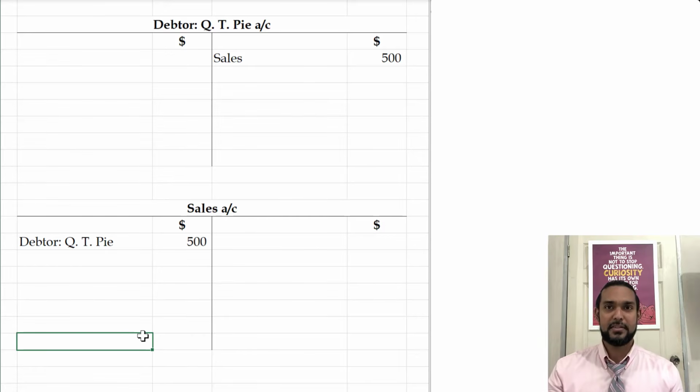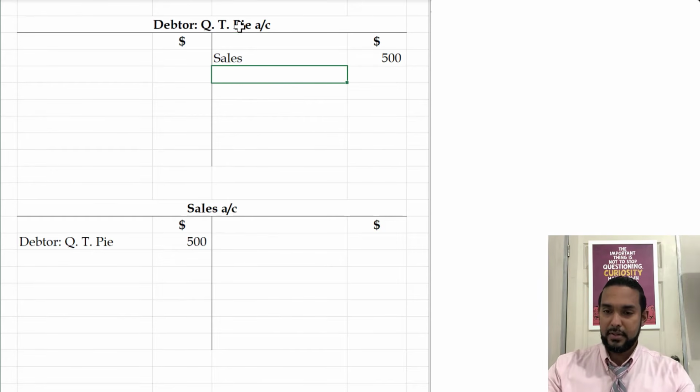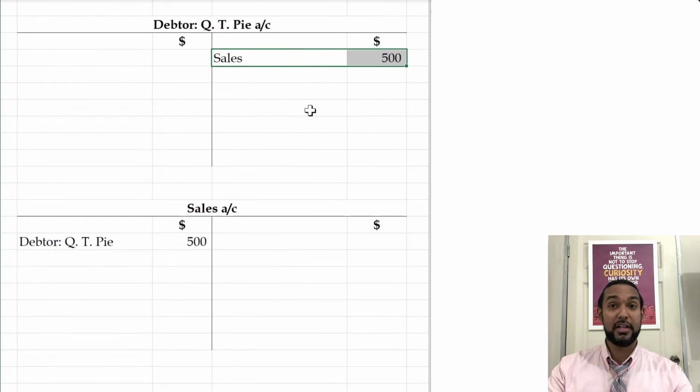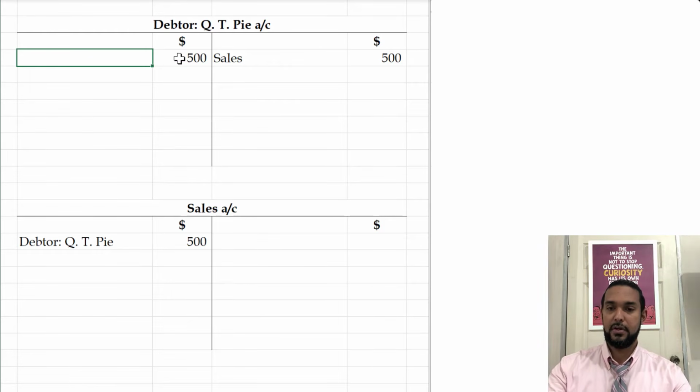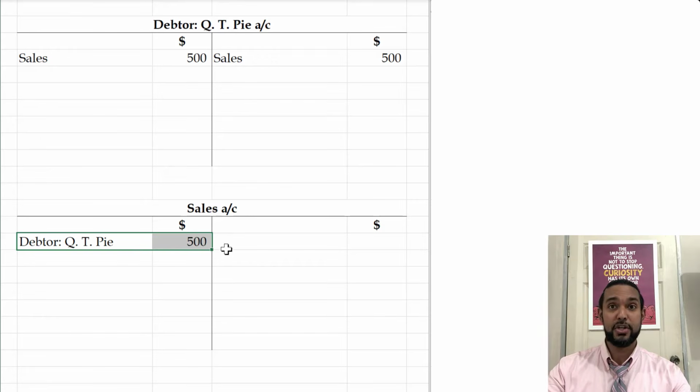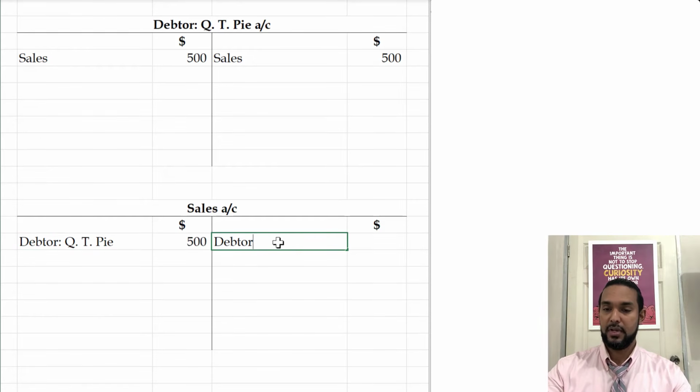So how do we fix this? Let's think about it. The first thing, remember, always undo the wrong and then do the right thing. Right now, in QT-Pi's account, we have a credit that shouldn't be there. How do we get rid of it? We have to go on the debit side. So we're going to go here, 500, we're going to put sales. Similarly, down in the sales account, we have a debit that shouldn't be there. How do we get rid of that? We have to credit QT-Pi 500.